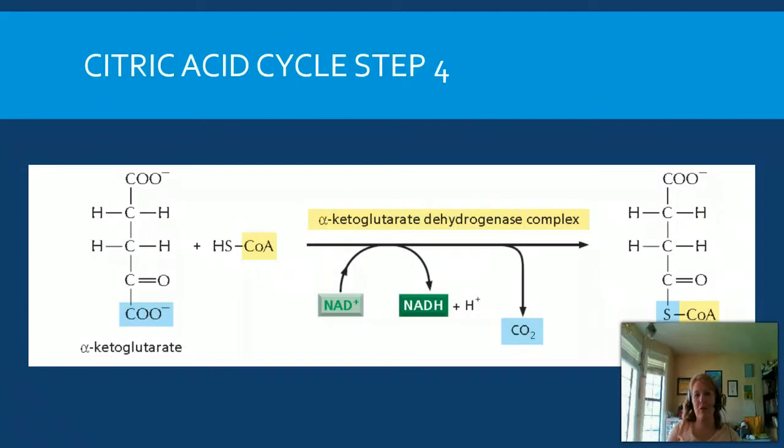Now in step 4, CoA comes back into the stage, and this is a process that's very similar to transformation, but its main goal is to set us up for the oxidation process that's going to occur to allow the generation of that NADH and the CO2 for the next step.